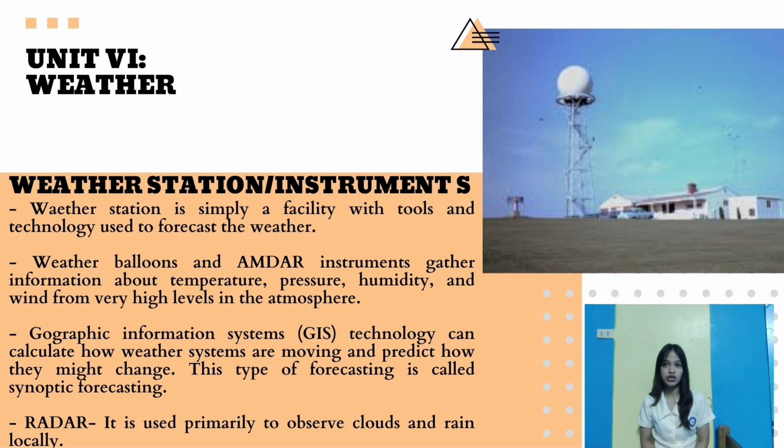These instruments gather information about temperature, pressure, humidity, and wind from very high levels in the atmosphere. Meteorologists input the data to computers and use it to map atmospheric winds in jet streams. They often combine the data with temperature, humidity, and wind recorded at ground level. This complex weather map, using Geographic Information Systems, or GIS, technology, can calculate how weather systems are moving and predict how they might change. This type of forecasting is called synoptic forecasting.